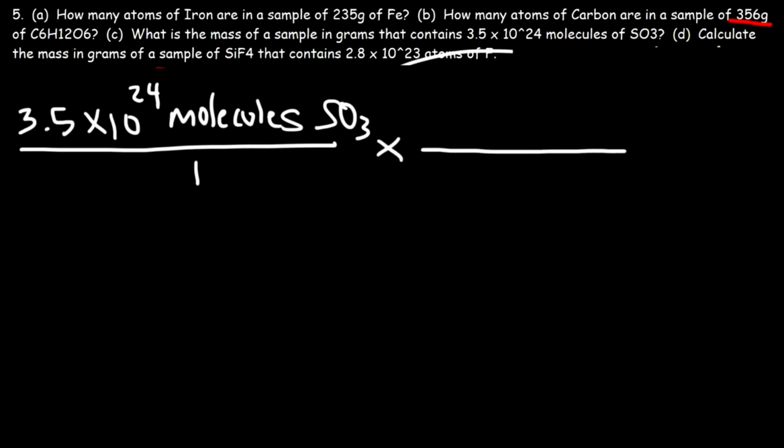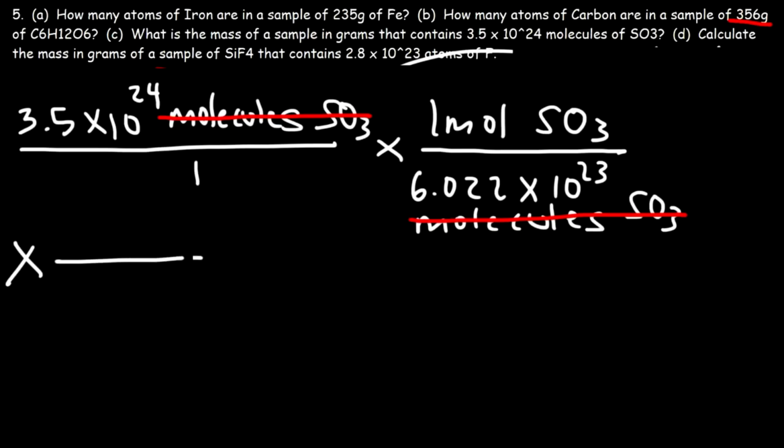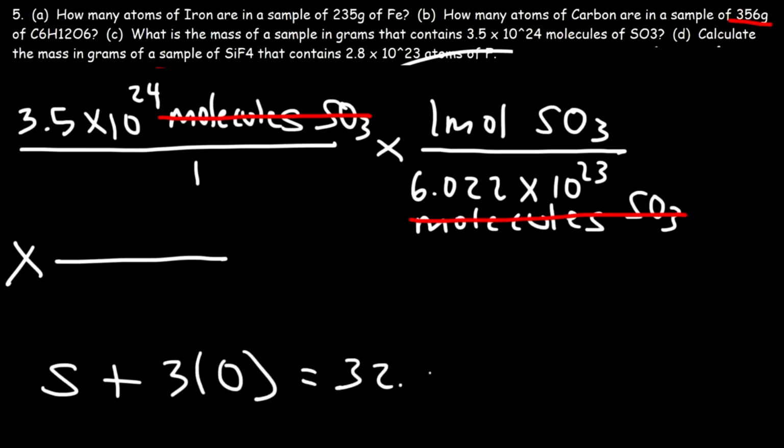So using Avogadro's number, we could say that there's 6.022 times 10 to the 23 molecules of SO3 for every 1 mole of SO3. So we could cancel these units. And now for the last step, which I'm going to rewrite here, we need the molar mass. So we have 1 sulfur atom and 3 oxygen atoms. Sulfur has an atomic mass of 32.06, and for oxygen is just 16.